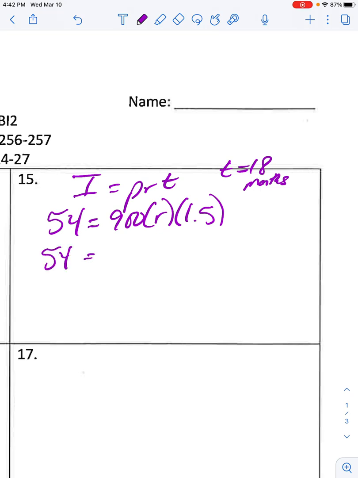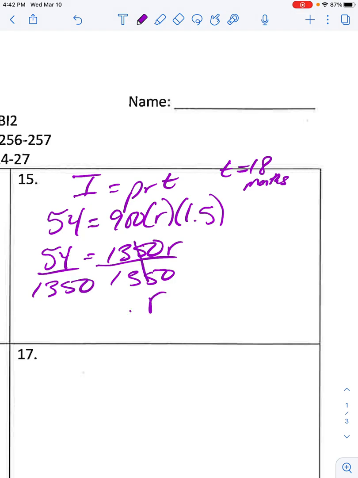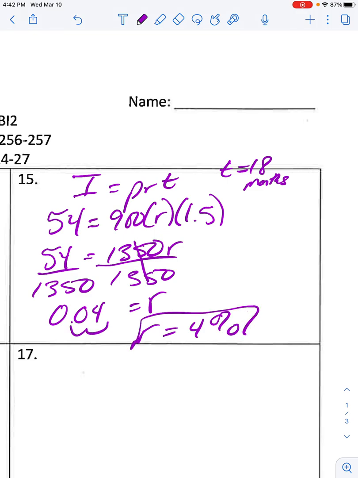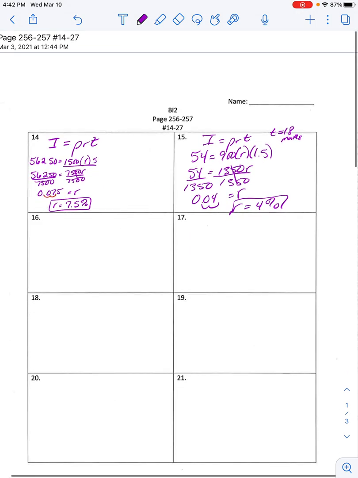1 year, 1.5 years. 900 times 1.5 is 1,350 times our rate. We'll divide by 1,350 to solve for R. It's going to give us a decimal. We're going to have to turn it into a percent. So it says 0.04, which means our rate is 4%. Okay.